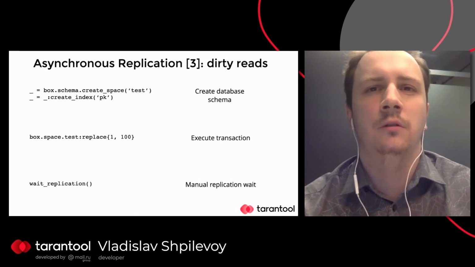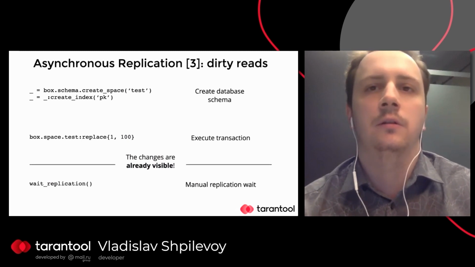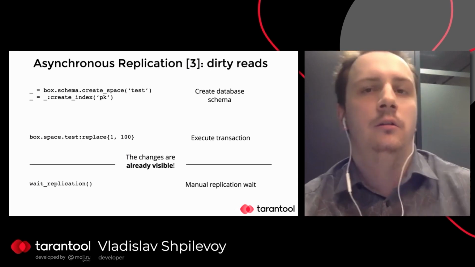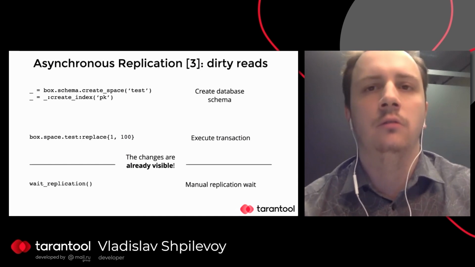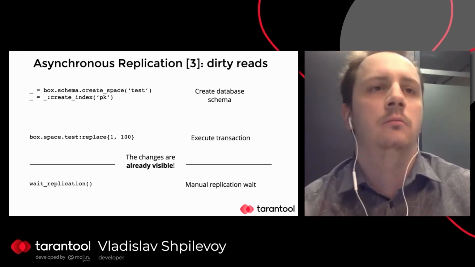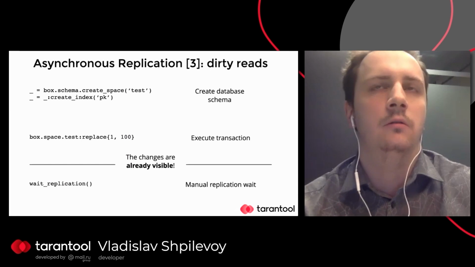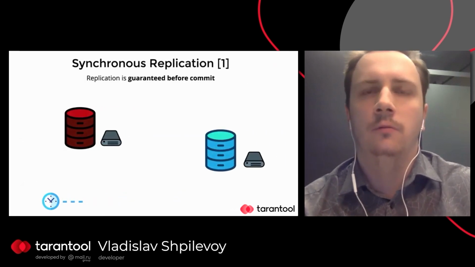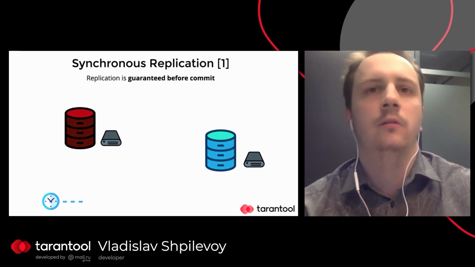It means all the newer requests and transactions already see the changes this transaction did. It can lead to interesting bugs because if some other transaction uses the dirty data and the first transaction is rolled back by a timeout, for instance, the second transaction will be based on not existing data. Both problems can be properly solved only by using the synchronous replication.